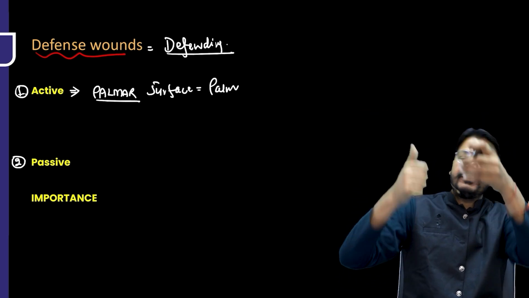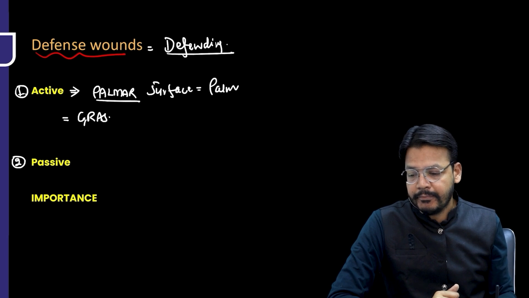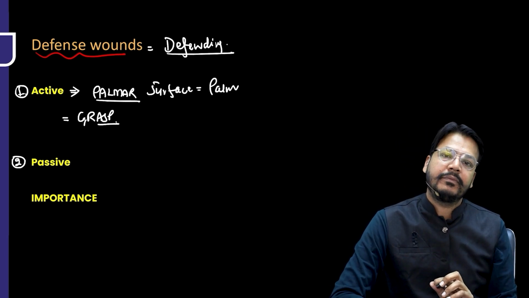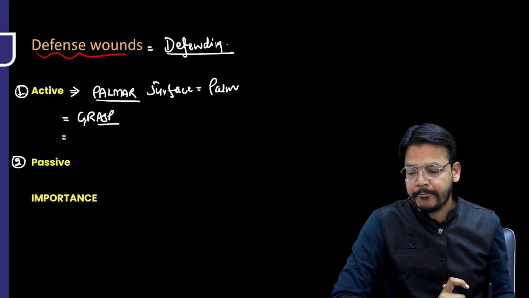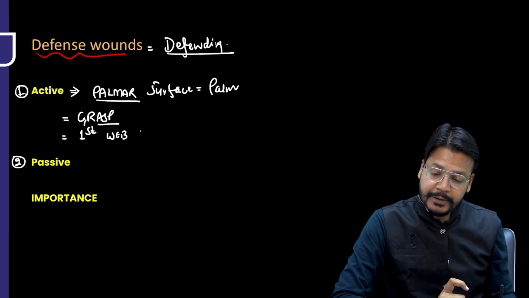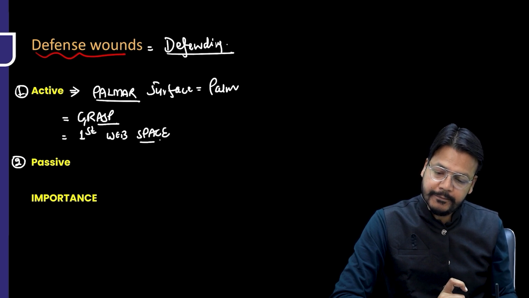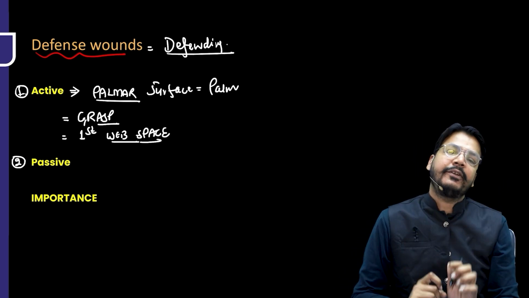You grasp, sometimes you grasp the weapon. And the most common site is this one: the first web space on the palmar surface. This one, first web space. This is the common site. You can see these are the active ones.